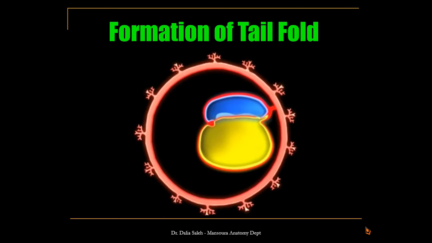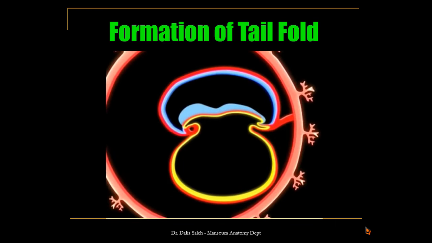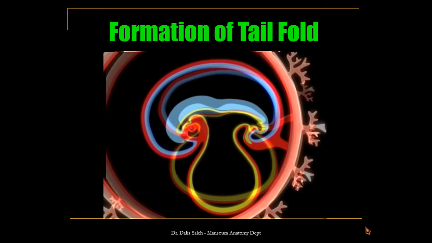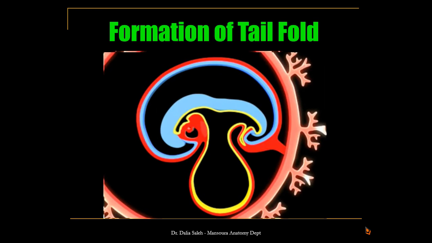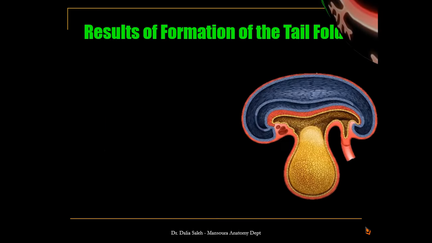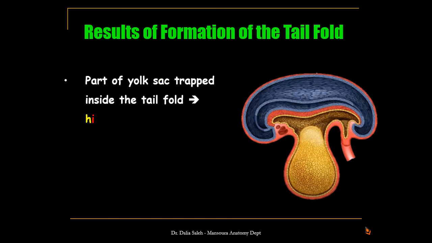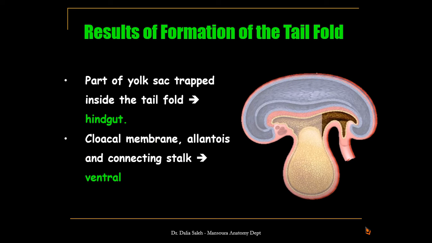But what happens is that the embryo begins to bend caudally, like this. And as a result of formation of the tail fold, the following will happen. Part of the yolk sac or the endoderm will be trapped inside the tail fold, forming the hindgut. The cloacal membrane, together with the allantois and the connecting stalk, will become ventral.